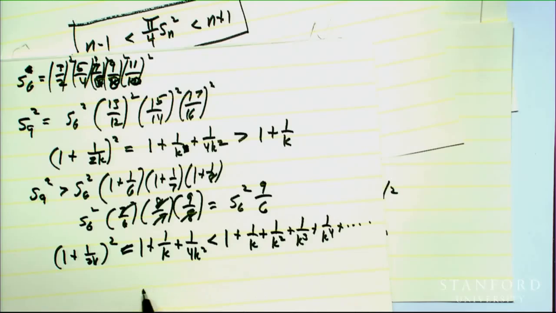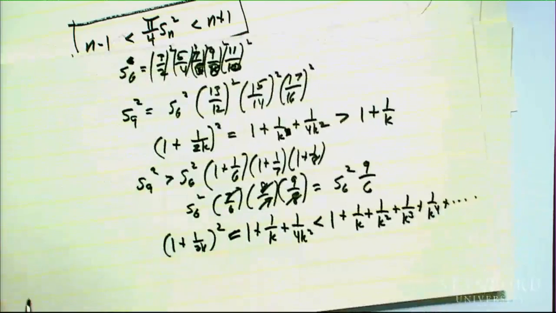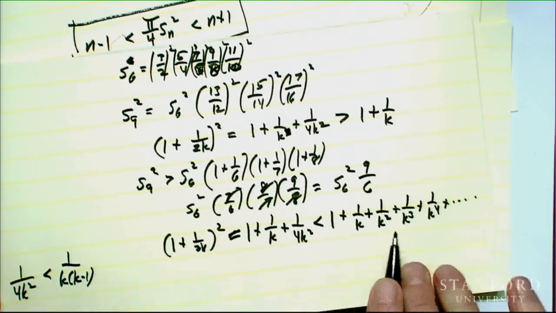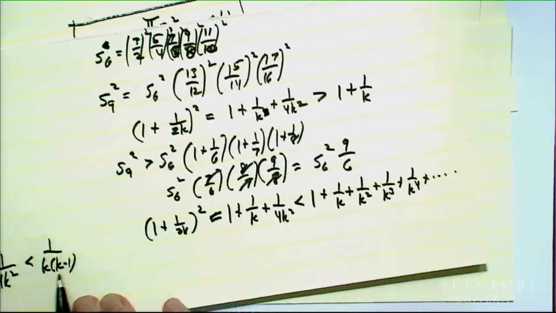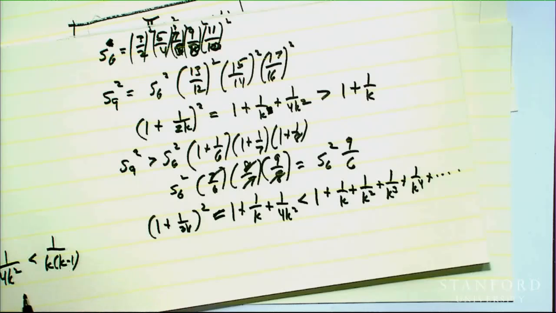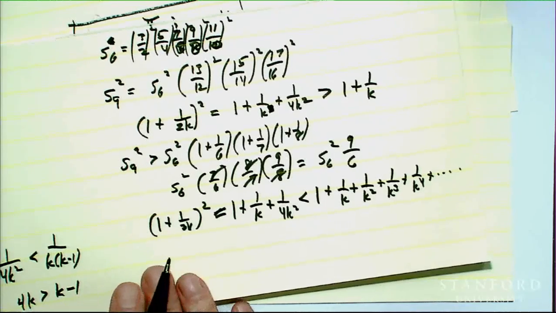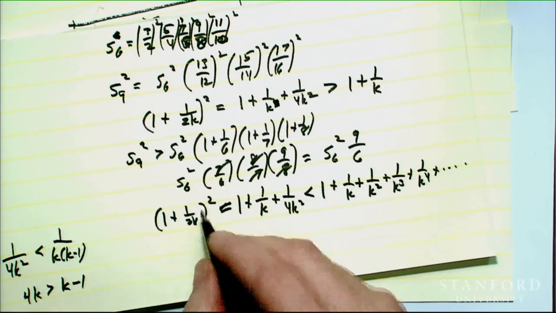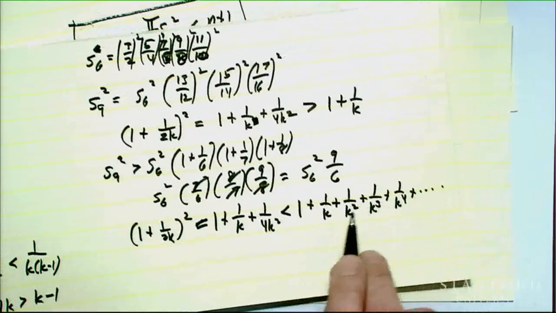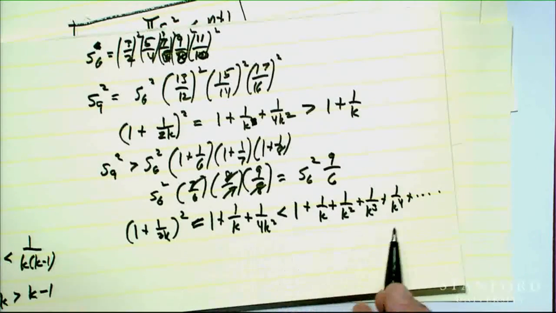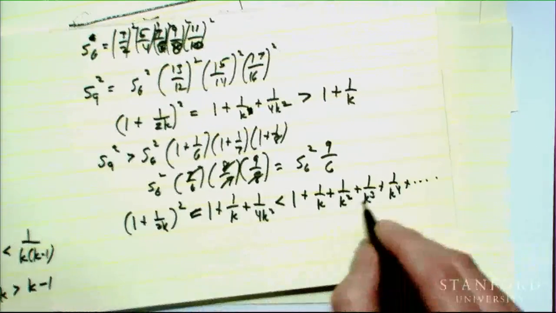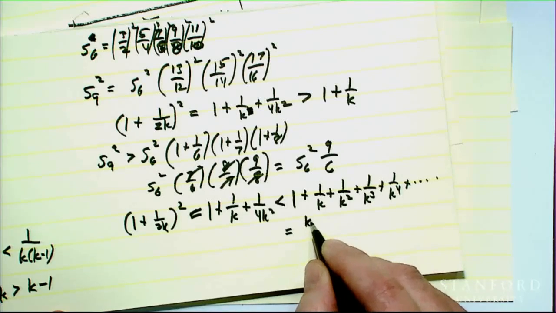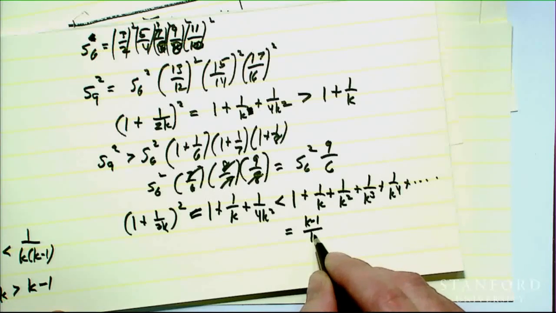Why is that? Because 1 over 4k squared is less than 1 over k times k minus 1. This infinite series that I substituted here is k over k minus 1, and that's equivalent to saying that 4k is bigger than k minus 1, which is quite obvious. I'm assuming that k is greater than 1. If k is equal to 1, then I get infinity here, which is certainly bigger. So k is greater than 1, and okay. But this is equal to k over k minus 1.